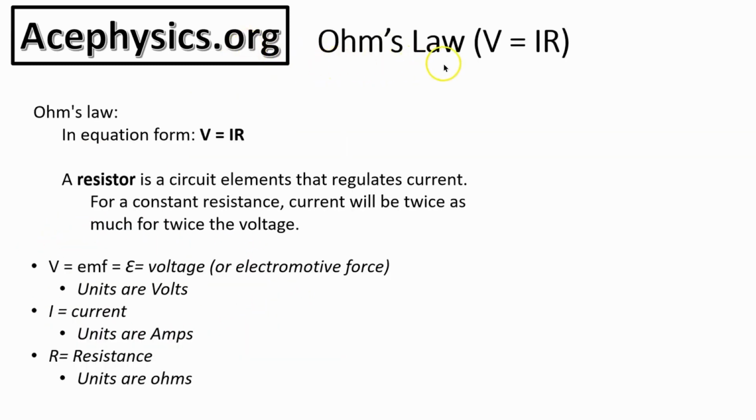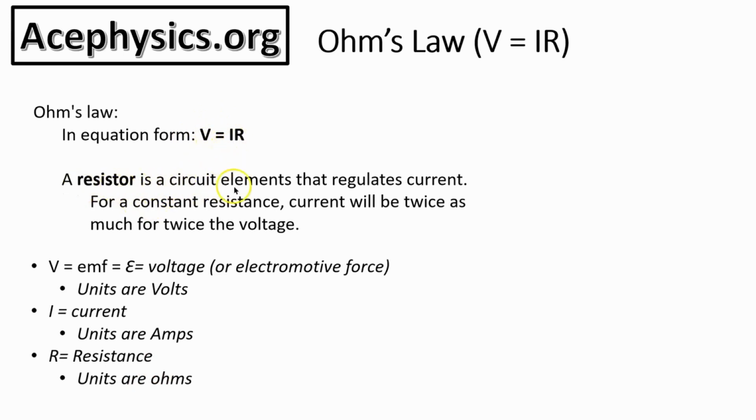Now I'm going to discuss Ohm's law. In equation form, Ohm's law is V equals IR. V is voltage. Voltage, remember, is also EMF, or E, when you're dealing with a battery. I is current. The units of current are amps. R is resistance, and the units of resistance are ohms. So Ohm's law is V equals IR. You could also write it as E equals IR, where E is EMF.